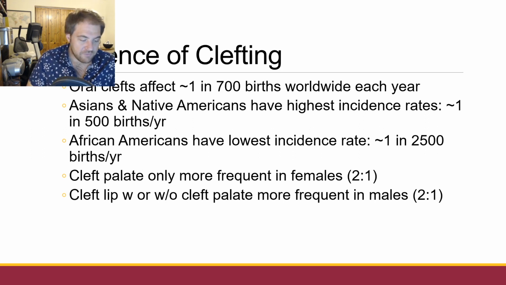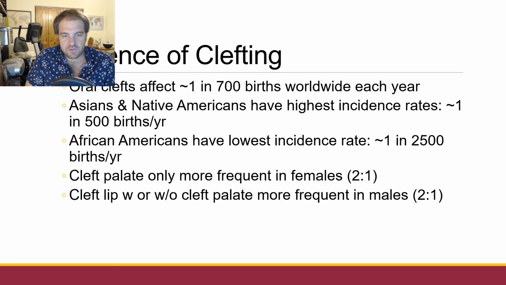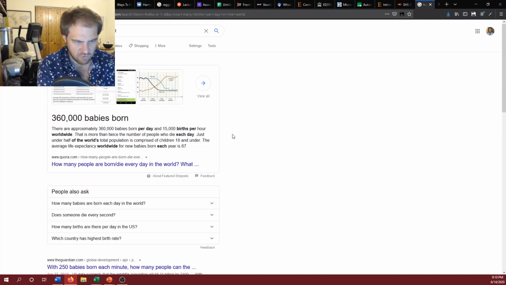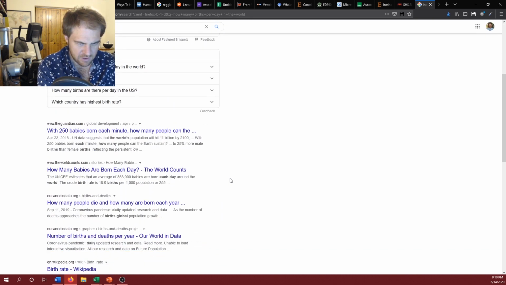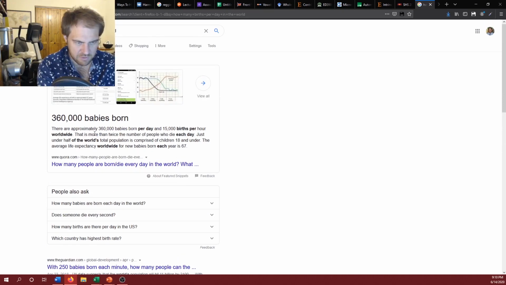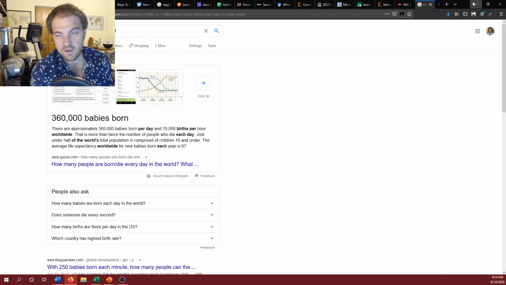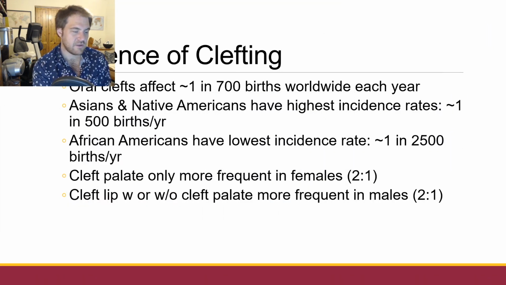All right. So let's talk about how often cleft lip actually happens. It's 1 in 700 worldwide. So that's actually, I mean, it's not something that you would say is super common, but it's also not completely uncommon. 1 in 700 is not terribly uncommon. In fact, I wonder how many births there are in a day in the world. I don't know how much I trust this source, but it says 360,000 babies are born per day. 1 of every 700 of those is going to have cleft palate. That's kind of scary. That's a lot of people in the world.